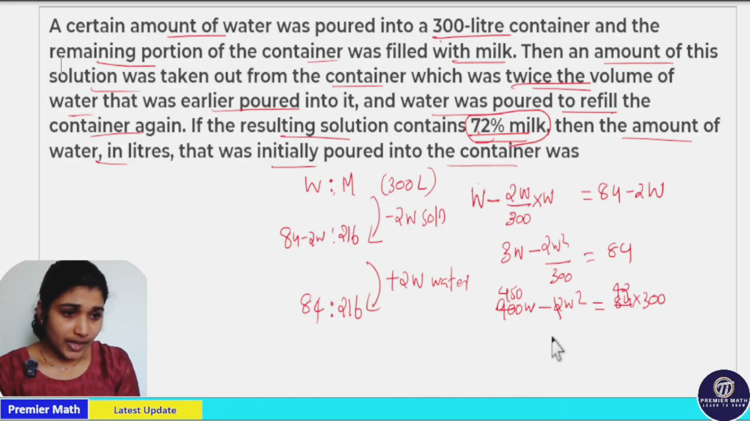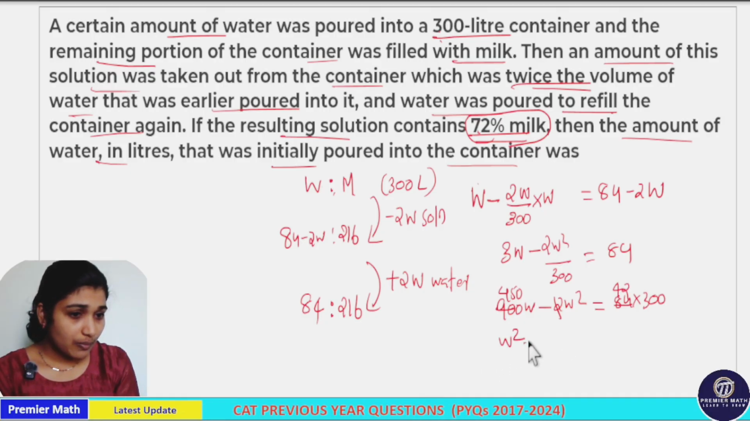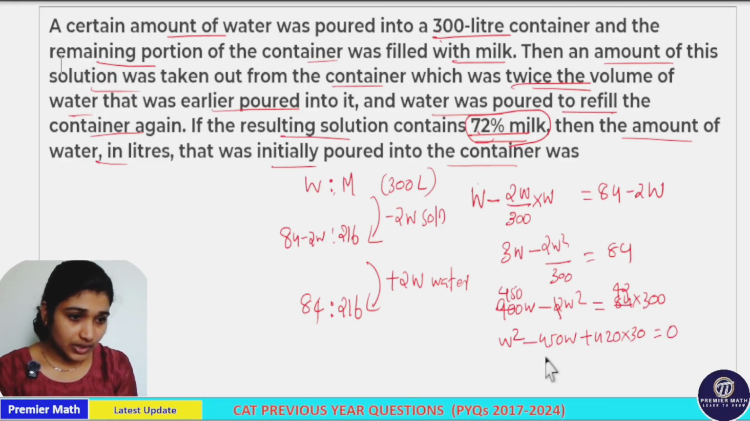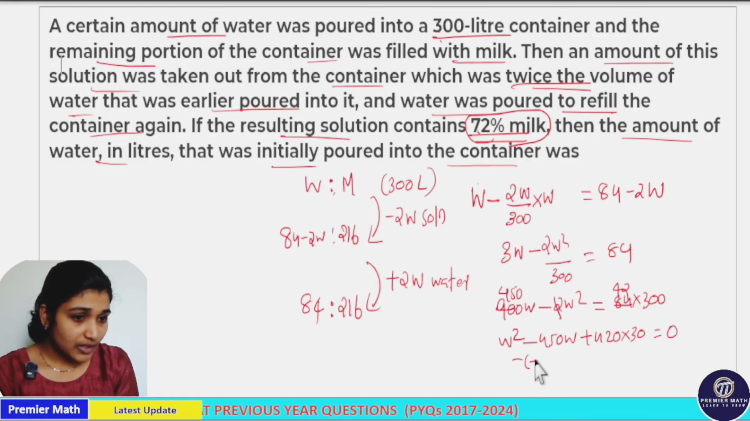Here I can write it as W square minus 450W plus 420 into 30 equal to 0. 42 into 300 is 420 into 30. Now if you look at this, here minus 450, I can write it as minus of 420 plus 30.